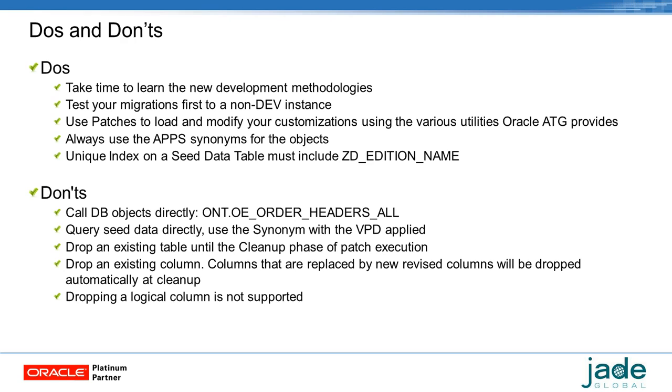You should never drop an existing table until the cleanup phase of the patch is executed, because that's a part of the cleanup phase. If you are in between your cutover phase and you already dropped the columns, you may not be able to restore them. Dropping an existing column you should avoid at all times, because it may be replaced with a new revised column addition, or it may be sitting there obsolete without any usage, but it will not hamper your currently executing applications. And dropping any logical column in the edition view is not supported at all.